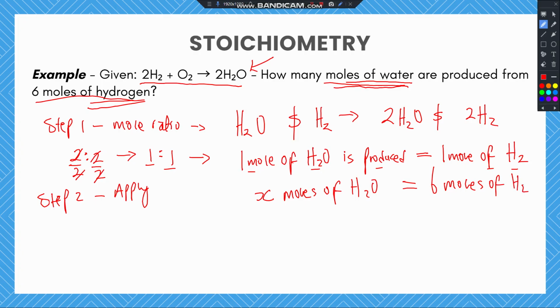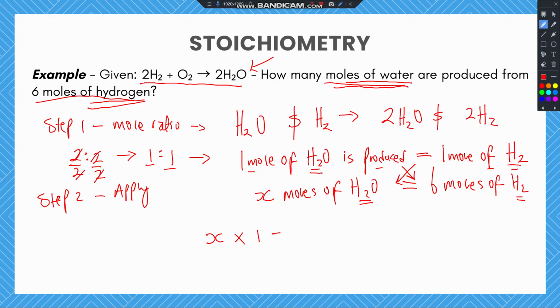Now make sure that when you're applying your mole ratio, the chemical elements are aligned with each other. So the place that I put H2O is also the place that I put the unknown moles of H2O. H2O is under H2O, and then for here hydrogen is under hydrogen, okay? Not mixing them up.